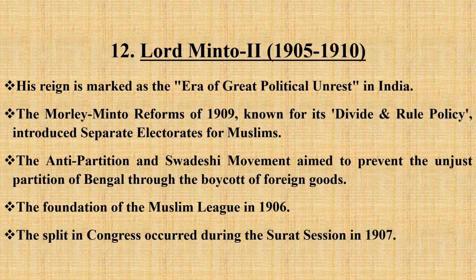Lord Minto II, 1905 to 1910. His reign is marked as the era of great political unrest in India. The Morley-Minto reforms of 1909, known for its divide and rule policy, introduced separate electorates for Muslims. The anti-partition and Swadeshi movement aimed to prevent the unjust partition of Bengal through the boycott of foreign goods. The foundation of the Muslim League in 1906. The split in Congress occurred during the Surat session in 1907.